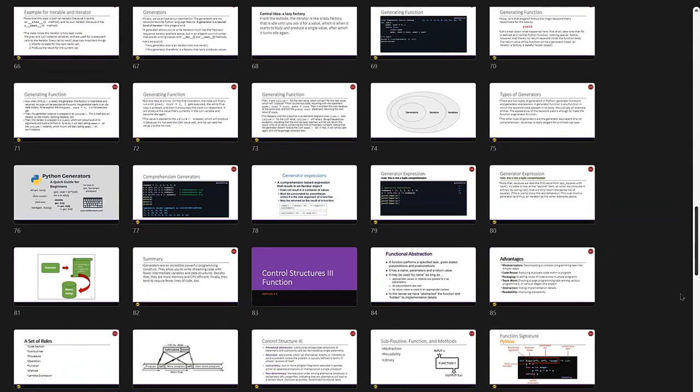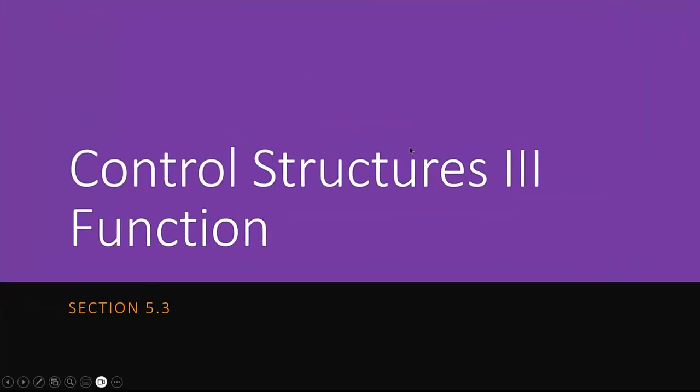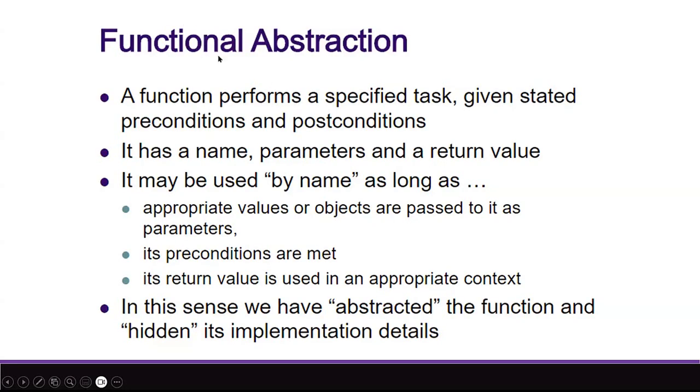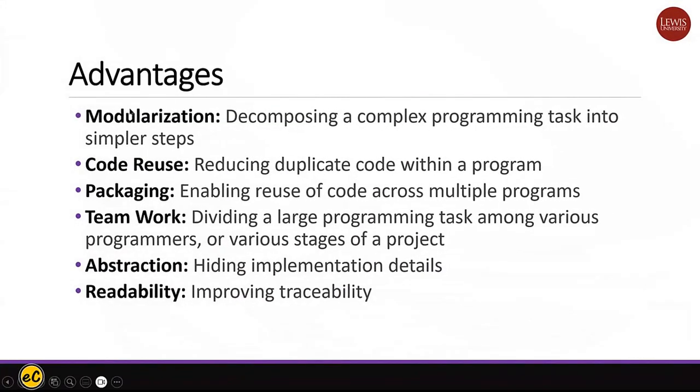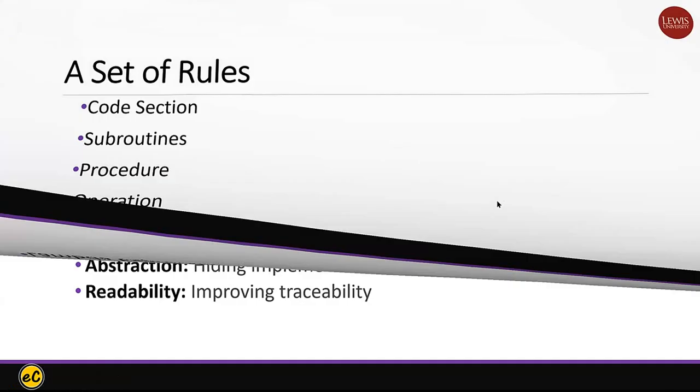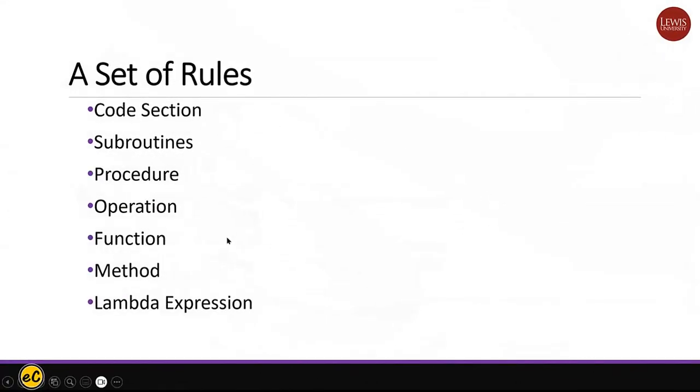Next, you go to the control structure 3, functions. Function is used for abstraction. You have the calling of the function and the return of the function. The advantages are modularization, code reuse, packaging, teamwork, and abstraction. And then there is a set of terms: code section, subroutine, procedure, operation, function, method, and lambda expression. These are all different kinds of functions.